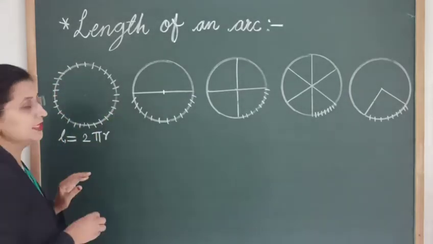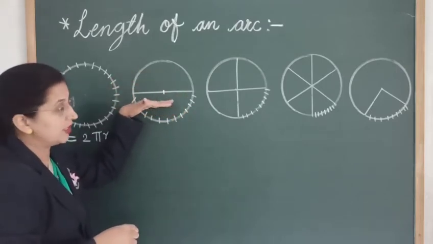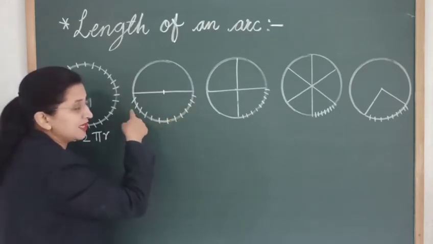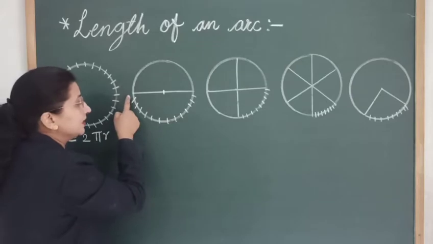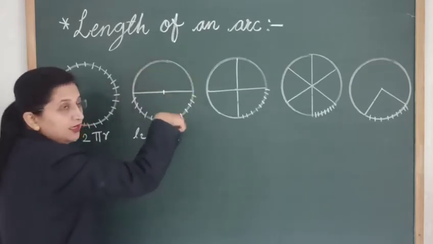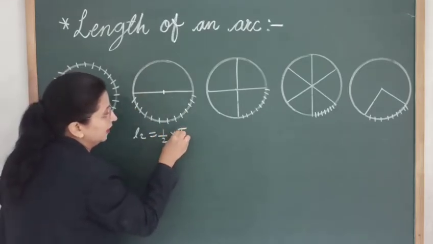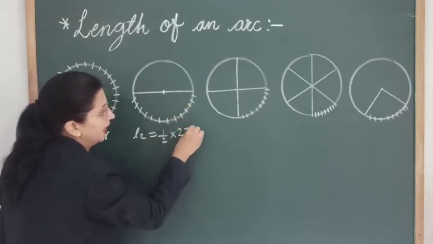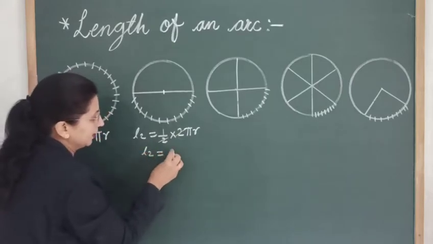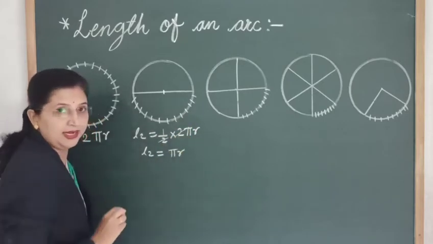Now in this case the circle gets divided in two equal parts. Let's consider this arc. This arc is the semicircular arc, so its length will be half of the circumference, that is 1/2 into 2 pi r. This 2 will get cancelled, so we get the length of this arc as pi r.